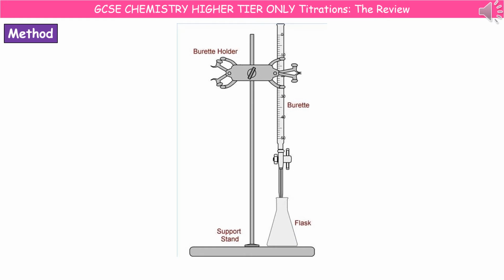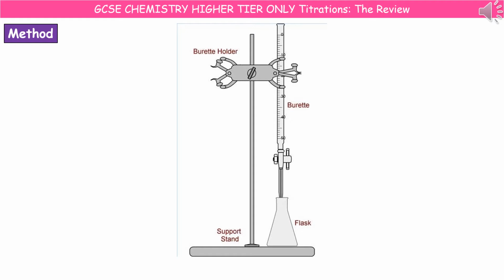Couple of points to note about ensuring accuracy. Number one, make sure the tap of the burette is closed before you start to fill it. Make sure that you're at eye level with the bottom of the meniscus so that you're getting accurate readings from there. And then as you approach the end point, remember to add slowly, a drop at a time, to get the most accurate reading.